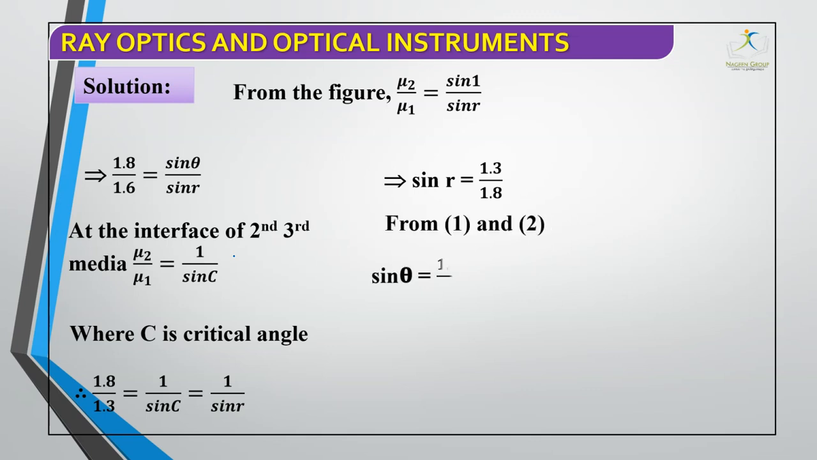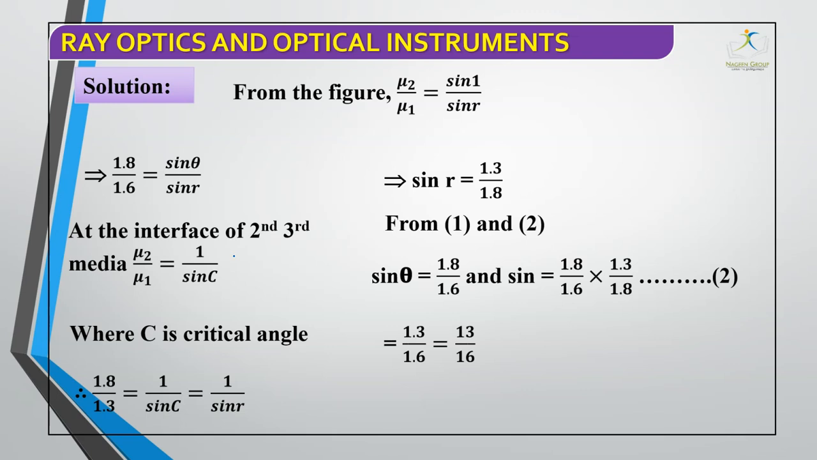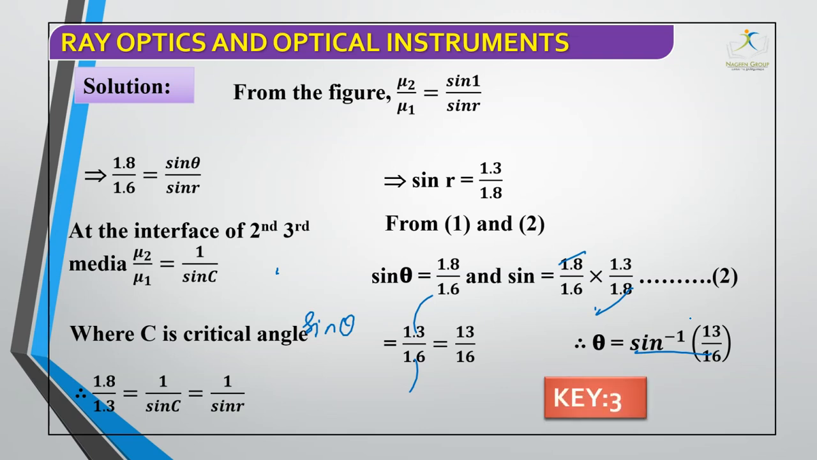From equations 1 and 2, we can say that sin theta is equal to 1.8 by 1.6, which should be multiplied by 1.3 divided by 1.8. After simplification, 1.8 we can cancel from here, and the point we just removed. So 13 by 16. Now from here, this is the value for sin theta, and the value of theta is sin inverse 13 by 16. According to this, the correct option is the third option.